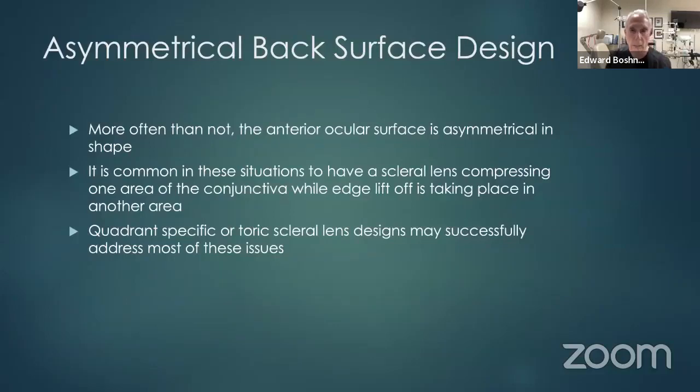So now we'll talk about asymmetric back surface designs. More often than not, the sclera going around the clock is not symmetrical. There's asymmetry. You can fit one part of the eye well, and in the other part, the lens may be lifting off or impinging on the conjunctiva. So for these situations, quadrant-specific scleral lens designs may better address these unusual asymmetric sclera.